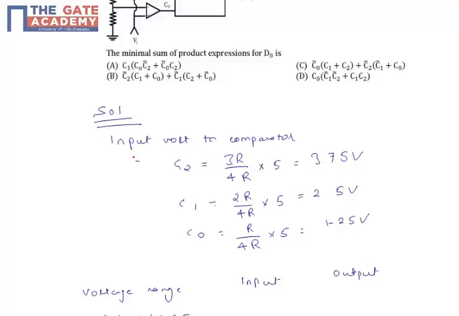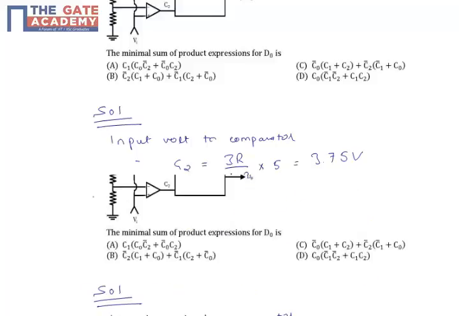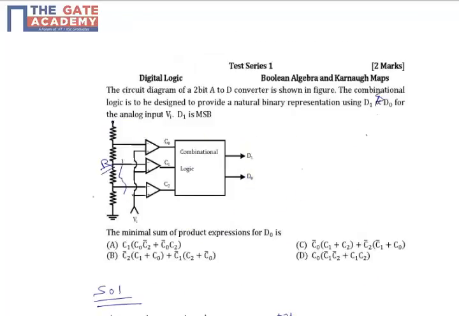the input voltage at C2 is 3R divided by 4R into 5, where 5 is our maximum input voltage. It's going to be equal to 3.75 volt. Now why are we using 3R divided by 4R? Because our C2 is connected after 3 resistors, each resistor having a value of R, and the total number of resistors used here is 4R. So the total resistance value will be equal to 4R.